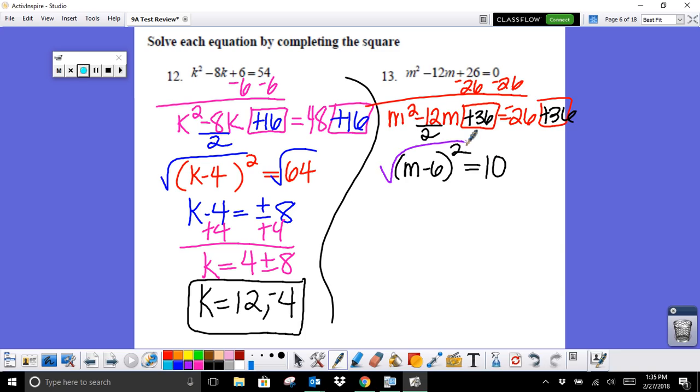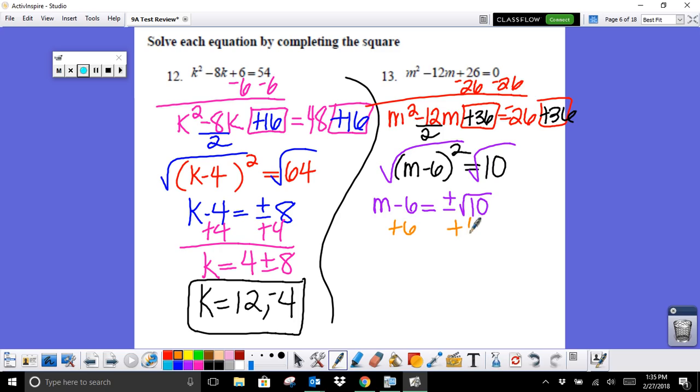I'm going to take the square root because I need to find m. That's going to leave me with m minus 6 equals, I do not know the square root of 10. It is not a nice number. I could type it in my calculator, but that wouldn't be exact. So I'm going to leave this as plus or minus the square root of 10 instead of having to round.